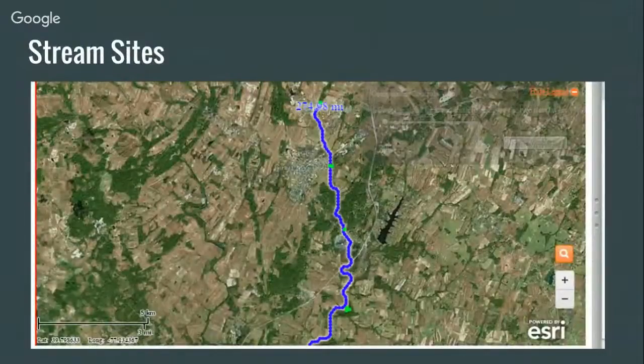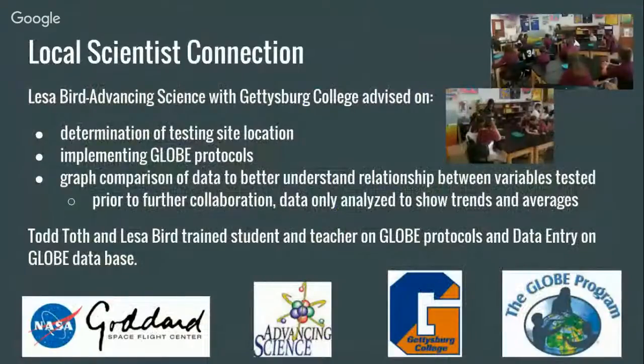This is a field scope map of the stream sites I tested. I was originally going to test different sites along Conewago Creek, but it was very hard to access those sites. So after consulting with Miss Bird from Gettysburg College and Advancing Science, I chose to evaluate Rock Creek instead. Miss Bird trained me as well as my class on how to use GLOBE protocols and the equipment. Mr. Toth trained Miss Bird and my teachers on GLOBE protocols and data entry on the GLOBE database.